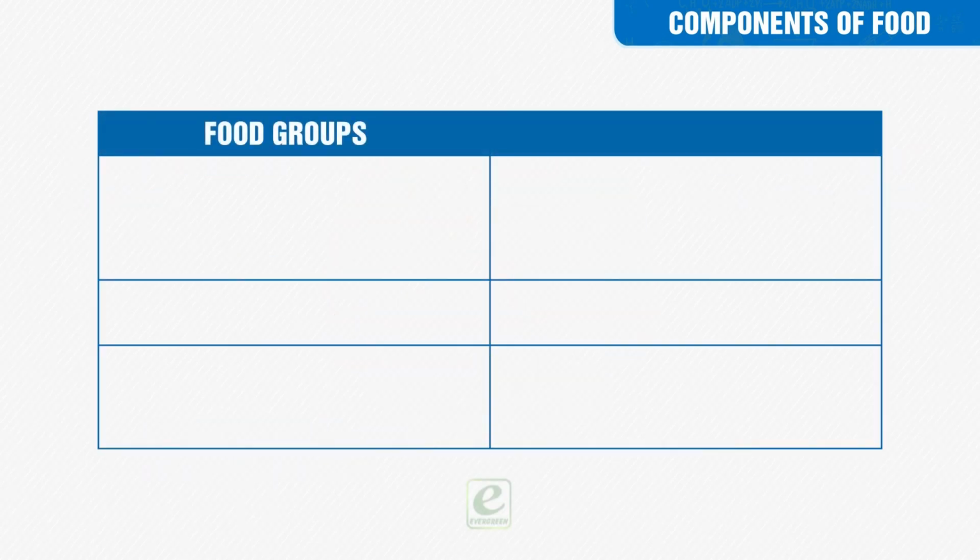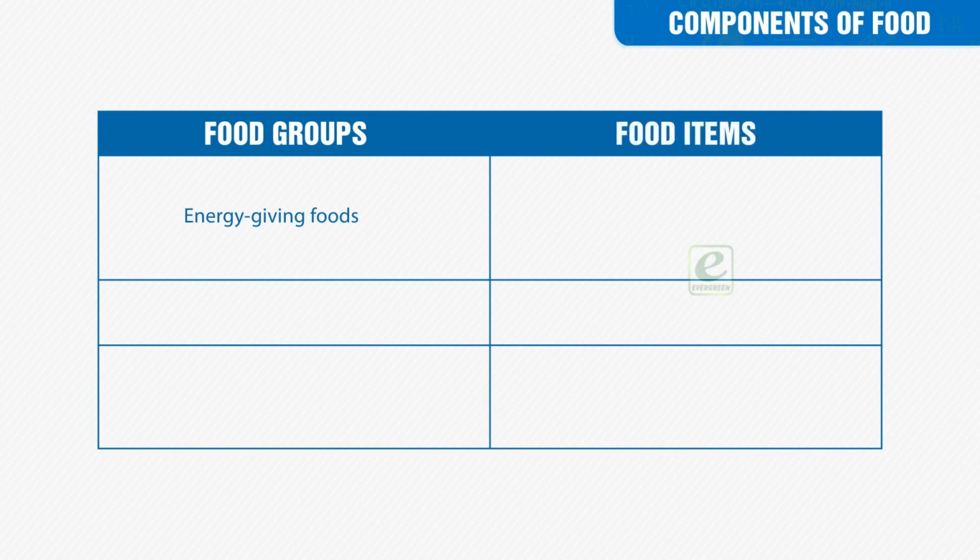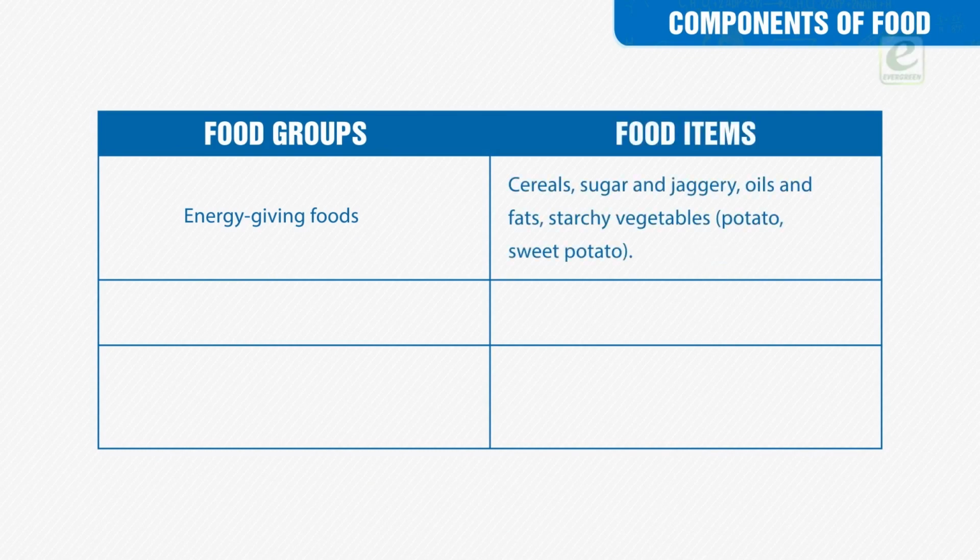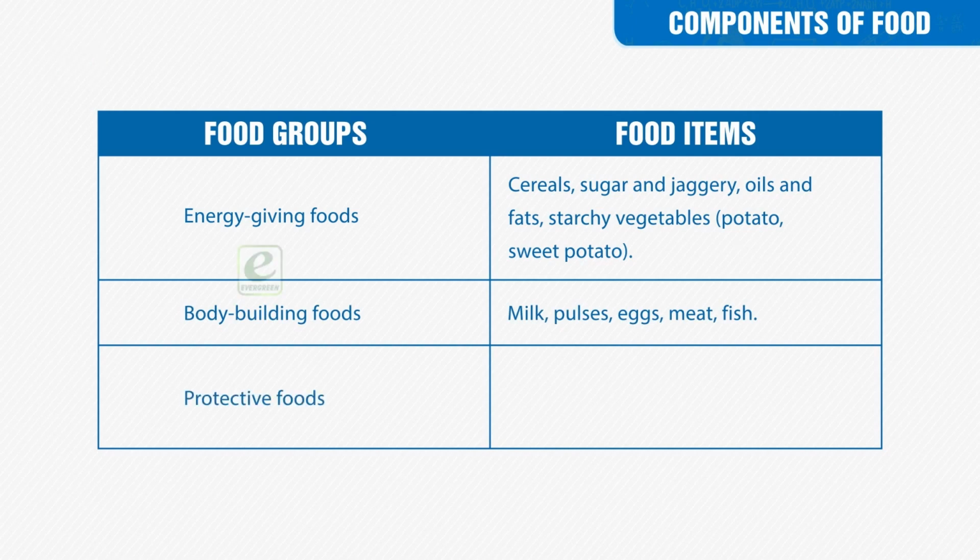Food groups. Energy-giving foods. Food items. Cereals, sugar and jaggery, oils and fats, starchy vegetables, potato, sweet potato. Body-building foods. Milk, pulses, eggs, meat, fish. Protective foods. Fruits, green leafy vegetables, other vegetables.